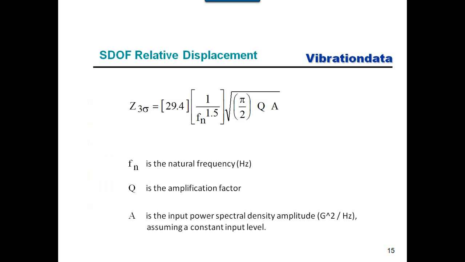Okay, so when I say Miles' equation, there are different forms of Miles' equation. Here, this term Q is the amplification factor. You might come across a Miles' equation that instead had the viscous damping ratio. There are Miles' equations for applied force, and there are Miles' equations for base excitation. This particular one is for base excitation, and it's for the 3 sigma relative displacement response.